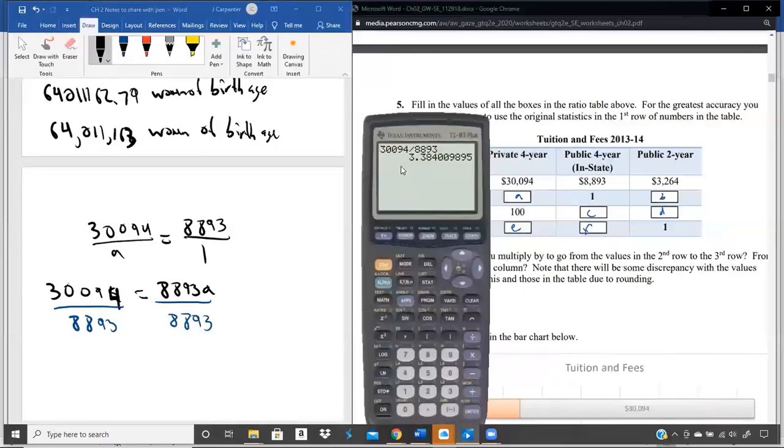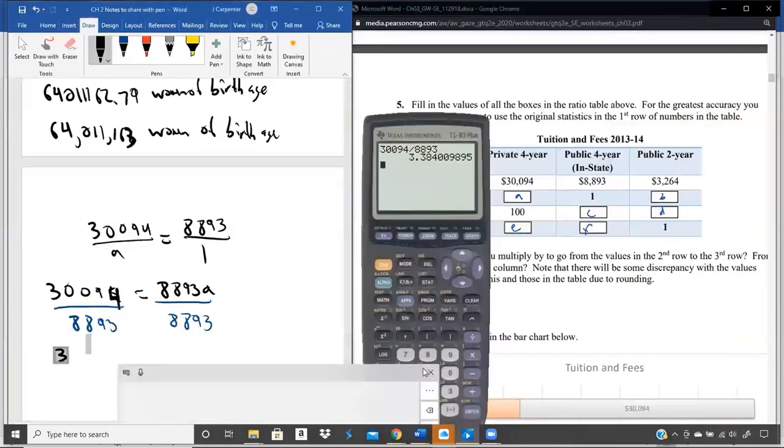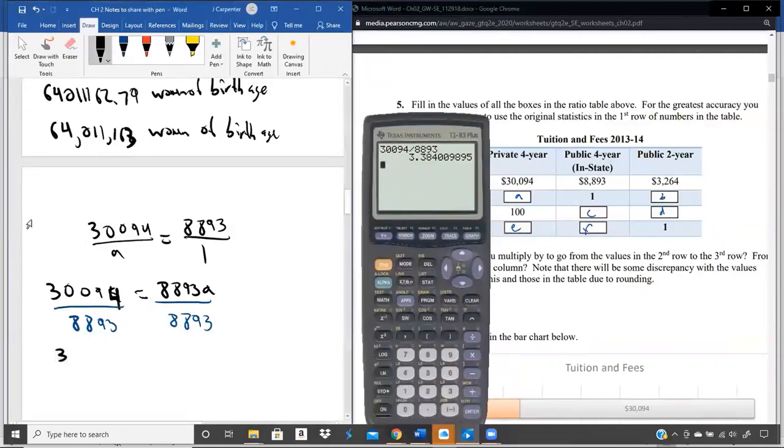Because I didn't tell you where to round, you could round to 2, you could round to 3. I'm going to choose 1 for this one. So that's 3.4, which is equal to A. Now, again, I could use that number to find a couple other spots, but I'm going to avoid it if I can.